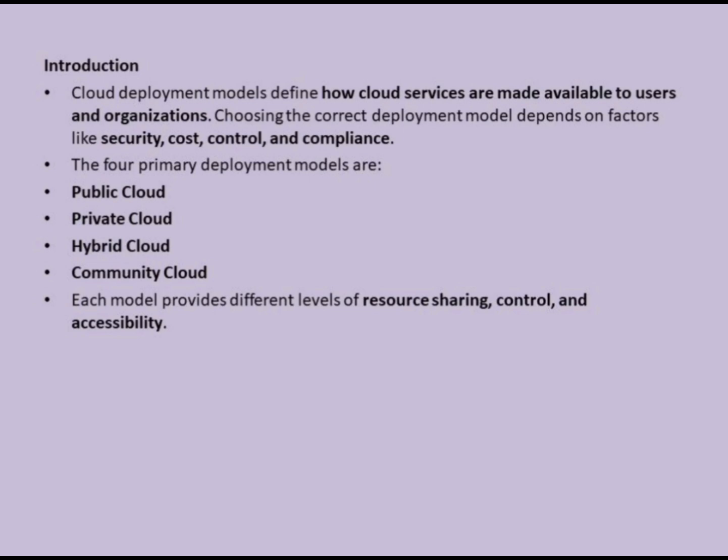Public cloud. Services are available to the general public over the internet. Private cloud. Dedicated cloud infrastructure for a single organization. Hybrid cloud. Combination of public and private clouds for flexibility and control. Community cloud. Shared by multiple organizations with common goals or regulatory requirements. Each model offers a unique balance between control, cost efficiency, security, and accessibility, allowing organizations to choose the one that best fits their operational and business needs.